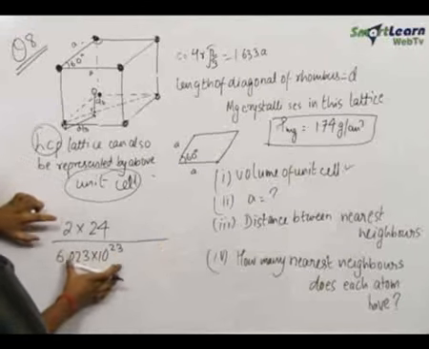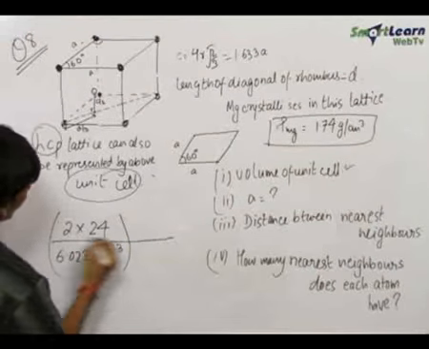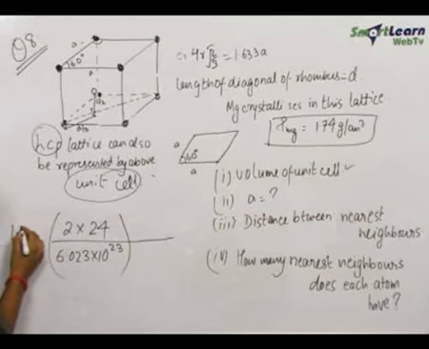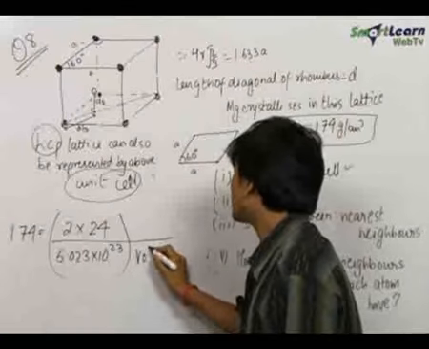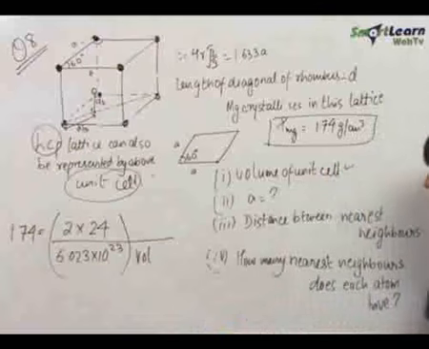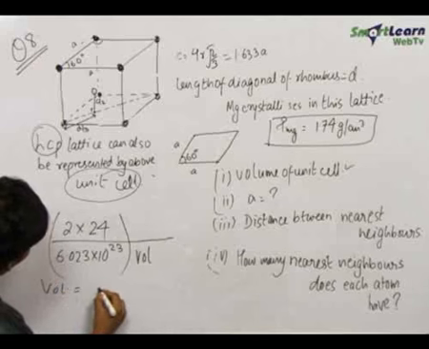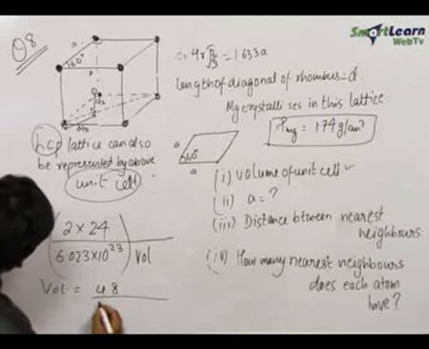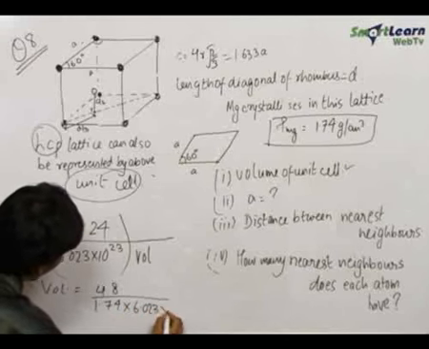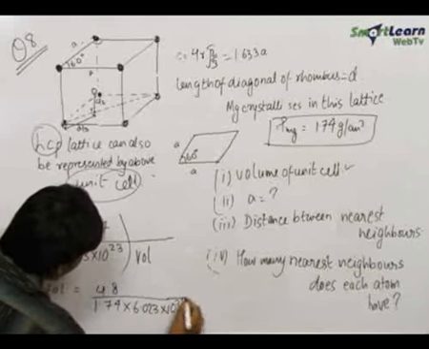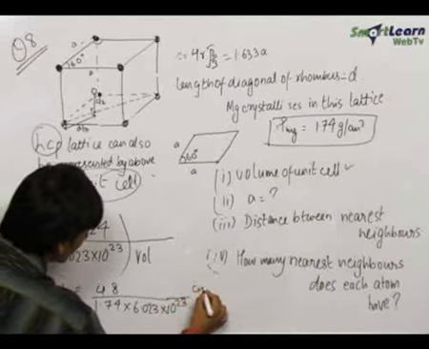This gives us the total mass present in this unit cell. Mass divided by the volume will give us the density, that is 1.74, divided by the volume of the unit cell, which we need to find out. Therefore, the volume is equal to 48 upon 1.74 into 6.023 into 10 raised to power 23. Now this answer has come out in centimeters cube.